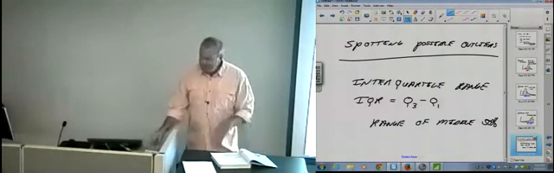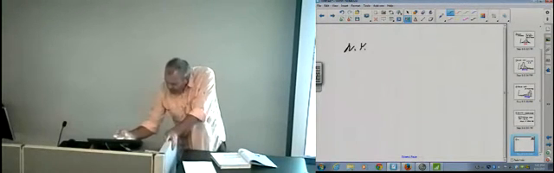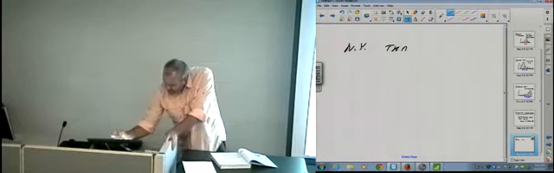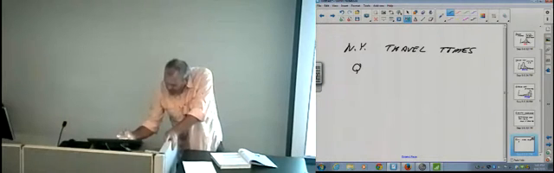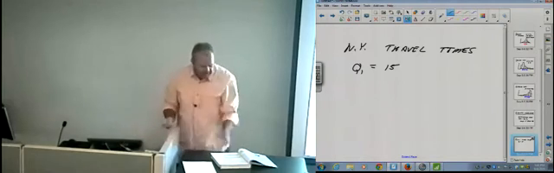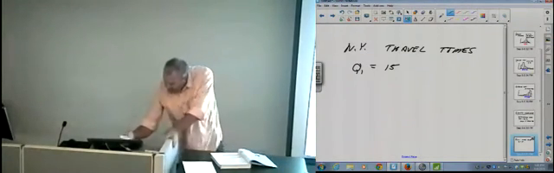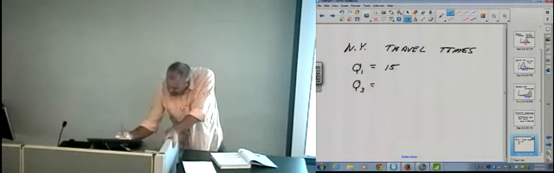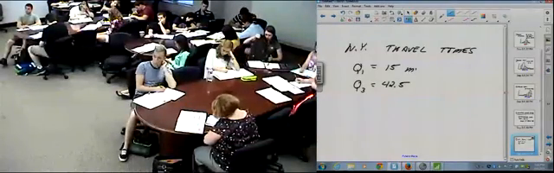Now, let's do this. Let's take the New York travel times. We did all this work last week on Tuesday and on Thursday. We had the first quartile there is 15. Look, it's in your book. Actually, it's right on page 55. The third quartile is 42.5. Now remember, these are minutes, whatever the units.